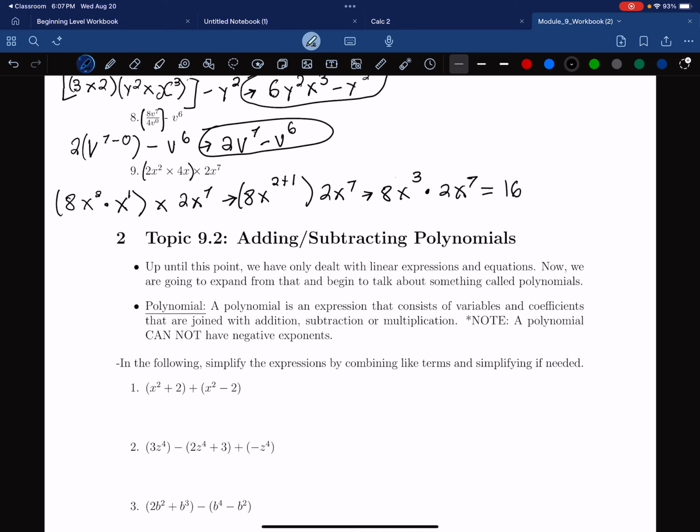And then multiplying the variables, or adding the exponents of the variables because we have the same base, that's going to get us x raised to the third power plus 7. It's going to be 16x to the 3 plus 7, and 3 plus 7 is 10. And that is our final answer.